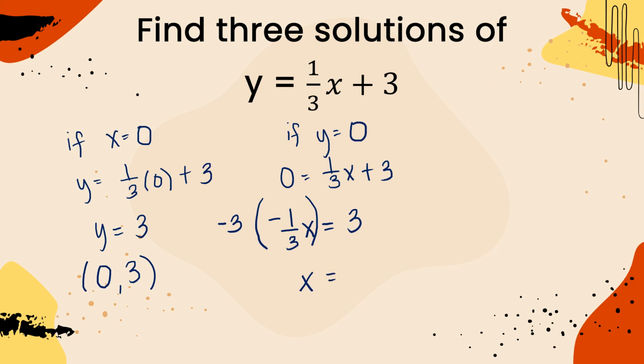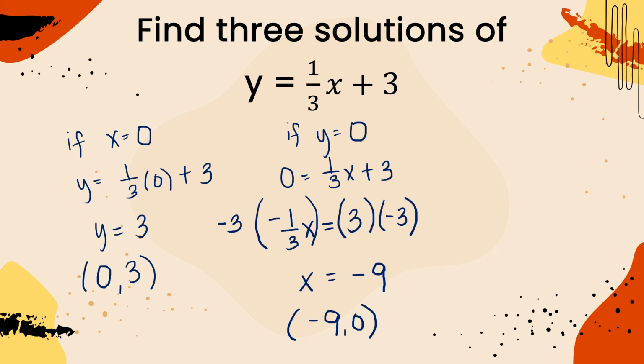And then, sabi ko nga kung anong gagawin sa left side, ganun din ang gagawin sa right side. So, we are also going to multiply it by negative 3. And 3 times negative 3 will give us negative 9. So, our second solution is negative 9, 0.